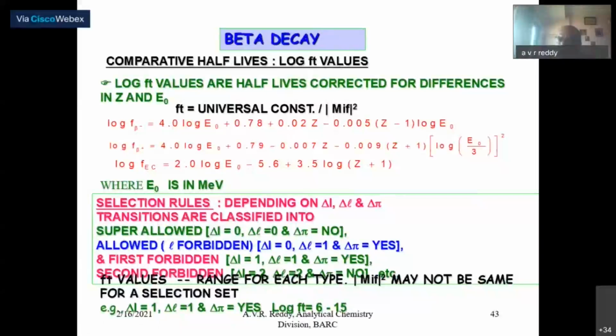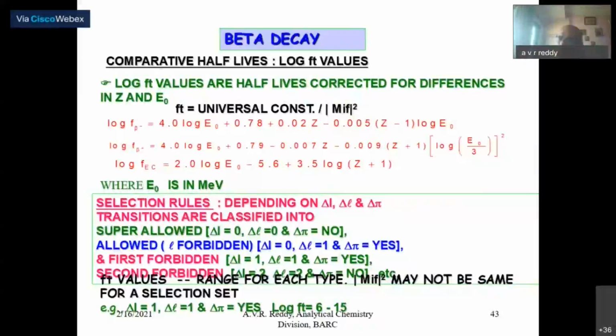All the beta decays are classified based on the half-life into different groups like super allowed, allowed, first forbidden, second forbidden, etc. But the criteria, there is observation. The criteria are based on delta I, delta L, delta pi. That is the change in the nucleus spin, the change in the L value, and the change in the parity between the initial nucleus and final nucleus.